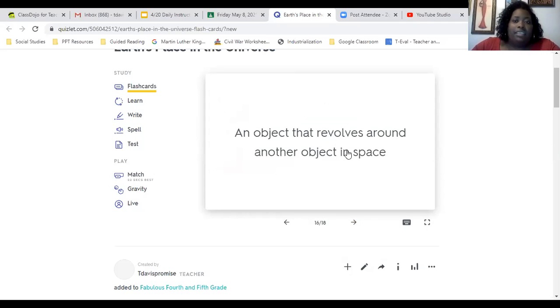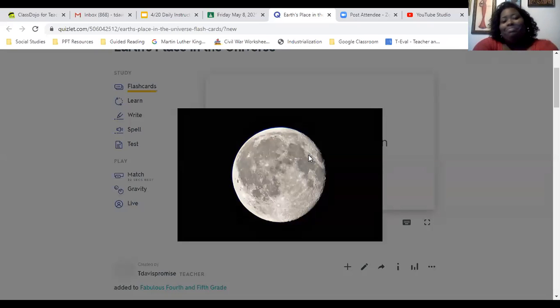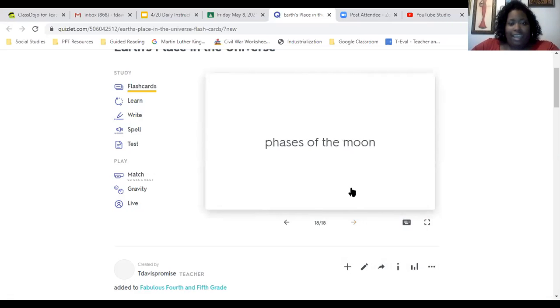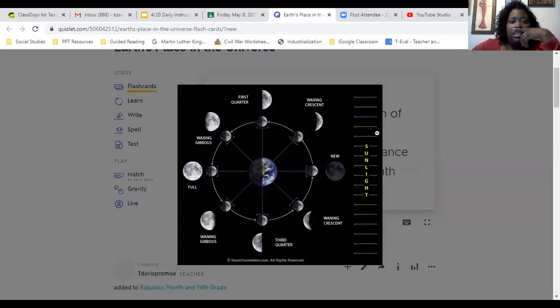Satellite. A satellite is an object that revolves around another object in space. Our satellite is the moon. It's so pretty, right? And then the moon, of course, has its phases, and we're going to learn more about those today.